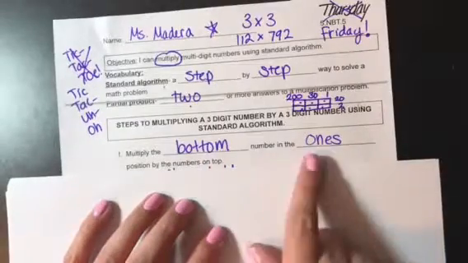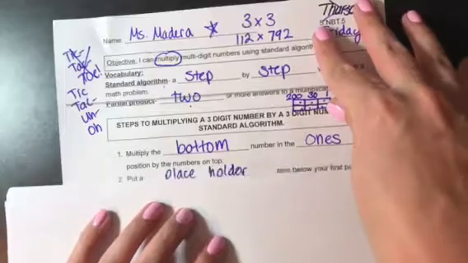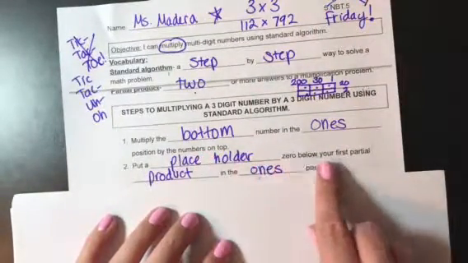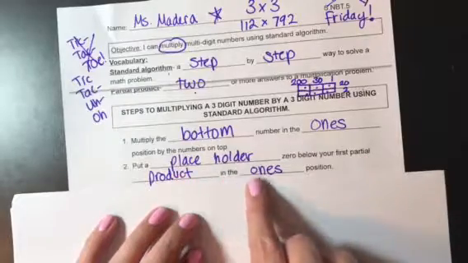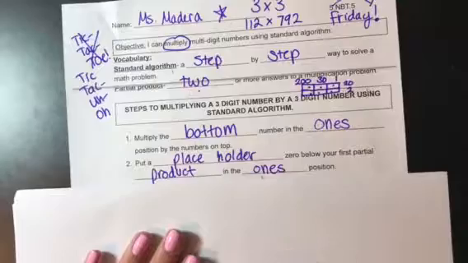So your first steps are to multiply the bottom number in the ones position by the numbers on top. You're then going to put a placeholder 0 below your first partial product in the ones position. Give you guys a chance to write that down.